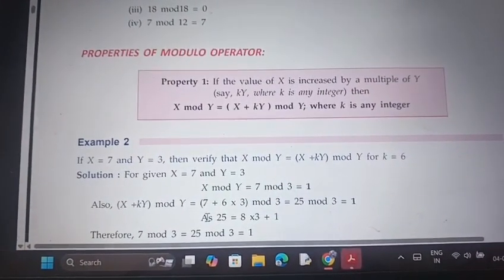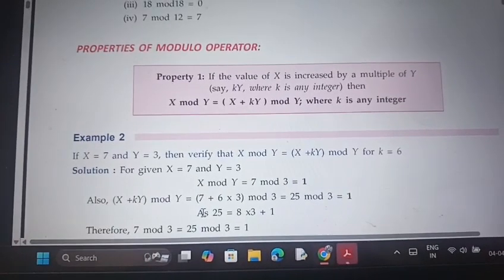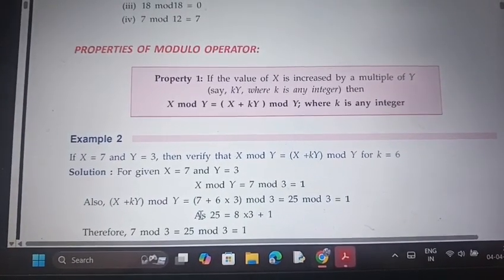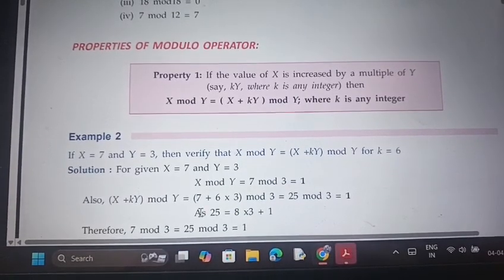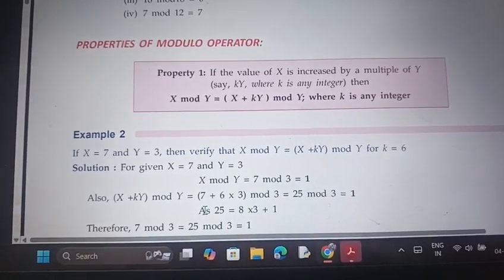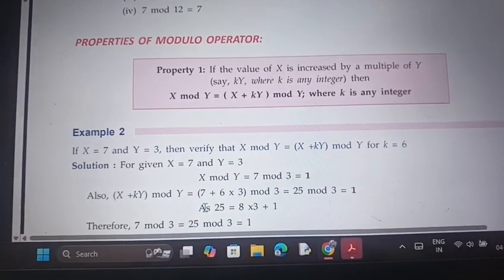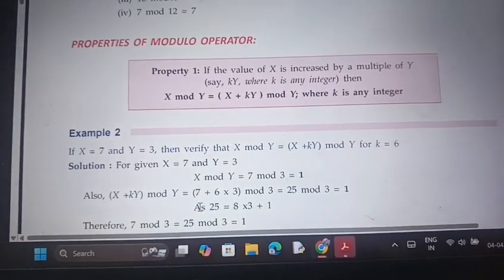Properties of modulo operator. Property 1. If the value of x is increased by a multiple of y, say ky, where k is an integer, then x mod y is equal to x plus ky mod y, where k is an integer.